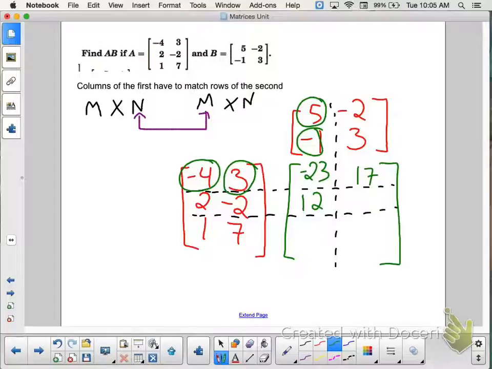Still, second row, second column. Negative 2 times 2 is negative 4. Negative 2 times 3 is negative 6. So I'm going to get negative 10 over here.